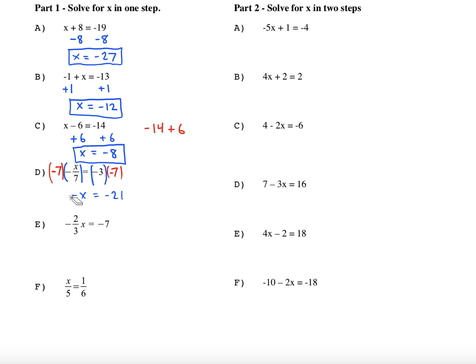What that'll do is it will cancel not just the 7's here, but the negatives too, because a negative times a negative makes a positive. So I'll have x alone, and I have to do -3 times -7, which is +21, and that gets me to the final answer.